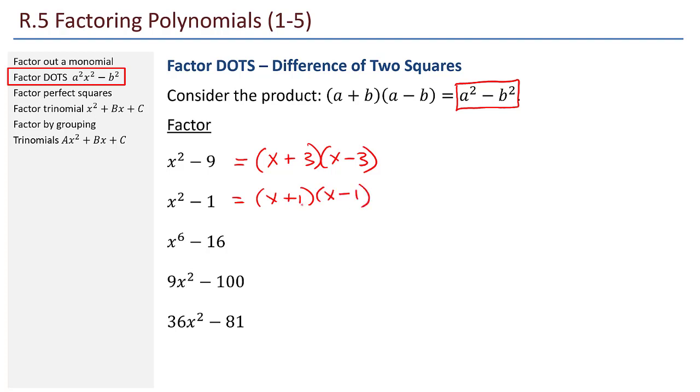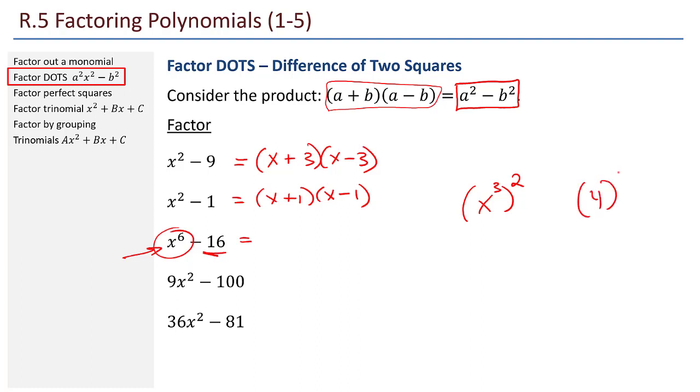And if you're ever in doubt, you want to double check, use the formula for multiplying, or just use FOIL, and you can confirm your answer. This next one's a little bit tricky. This x to the 6, that doesn't really look like a square, is it? But then you might remember, if I take x cubed and I square it, I end up with x to the 6. So that's the thing that's being squared on the left. And the 16, well, that's the square of 4. So I have an x cubed squared and I have a 4 squared. So that looks like x cubed plus 4, x cubed minus 4.